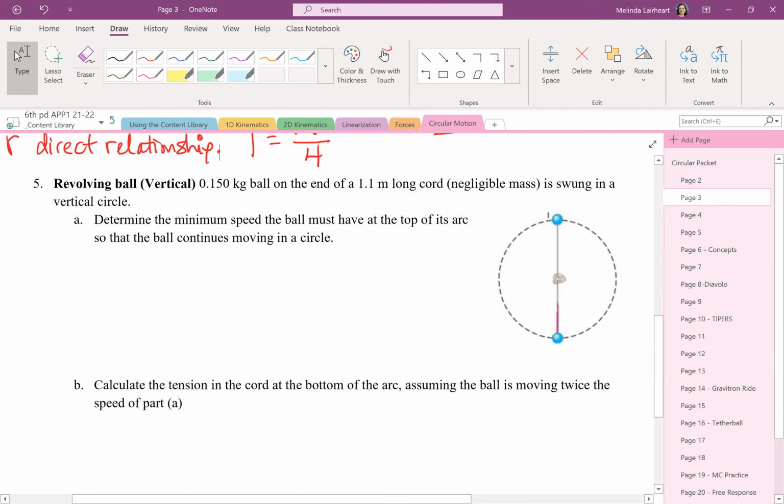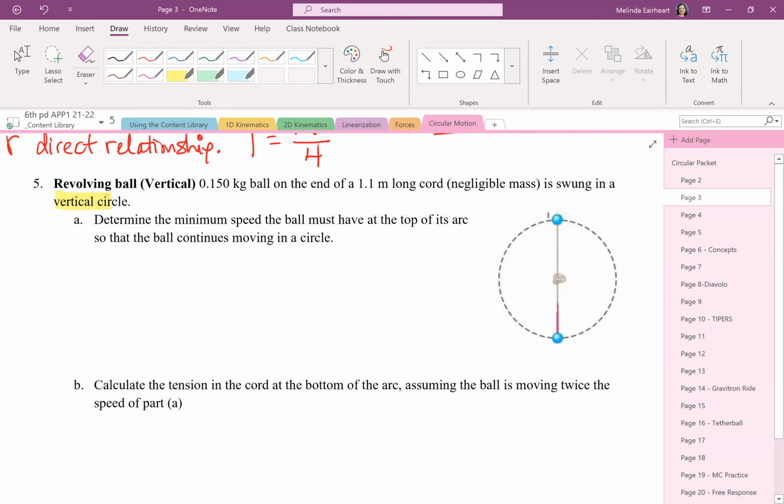It says a 0.15 kilogram ball on the end of a 1.1 meter cord, because who likes to do 1 meter long, string of negligible mass? True story. Cords and strings have mass, but we just want to focus on the mass at the end. Okay, so AP a lot of times will say negligible mass for the rope. And it's swung in a vertical circle. So we have a little diagram. If we know it's vertical, this is a side view technically, right?